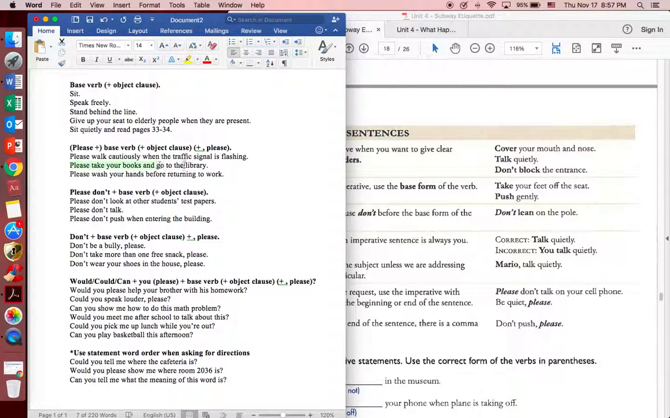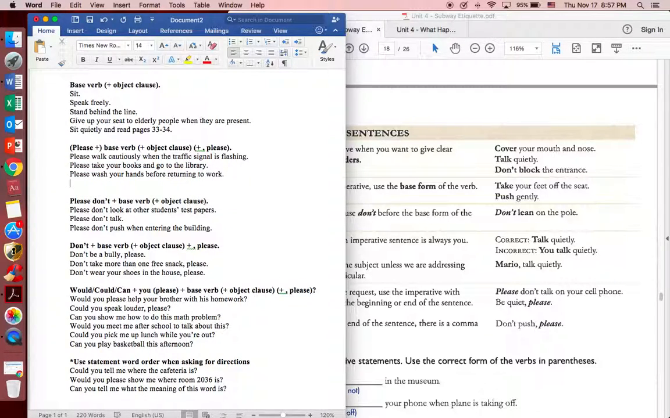Please take your books and go to the library. Again, we have these two imperatives here. Take your books and go to the library. Please wash your hands before returning to work. And then we can also put please at the end. Let's say, chew with your mouth closed, please.